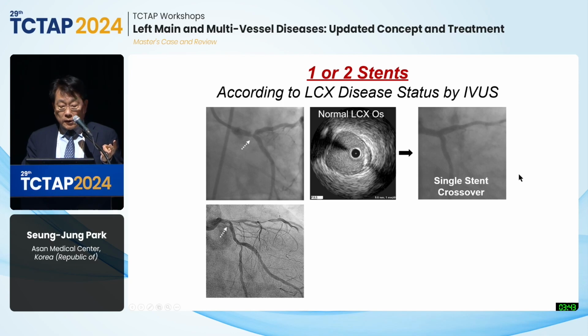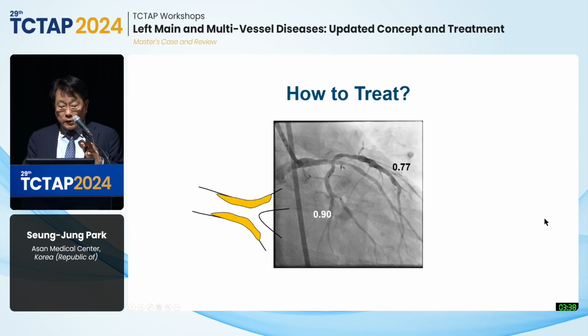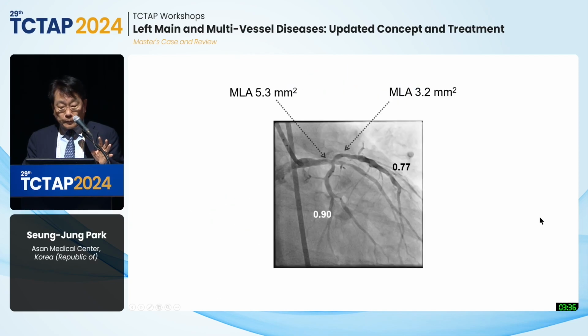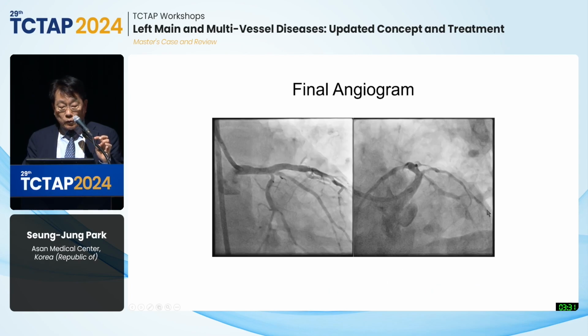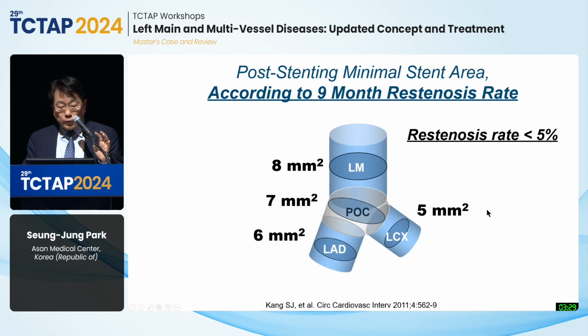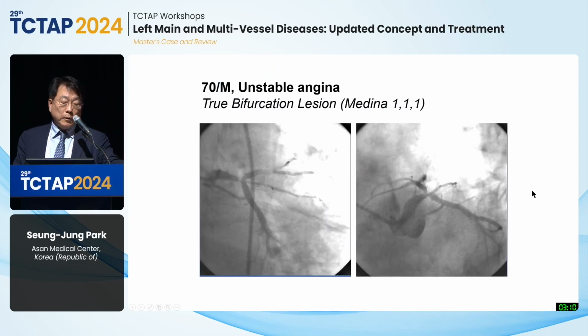In the absence of ostial disease, stent crossover is okay. Truly bifurcation disease, 2 stent. Others, exactly the same cases, with no significant disease, the circumflex ostium can be crossed over, or front to stent. I already reviewed that minimal stent area is a very important predictor for restenosis rate, even clinical MACE rate at 5 years. 6 millimeter LAD, 8 millimeters remain, 12 millimeters is quite enough.